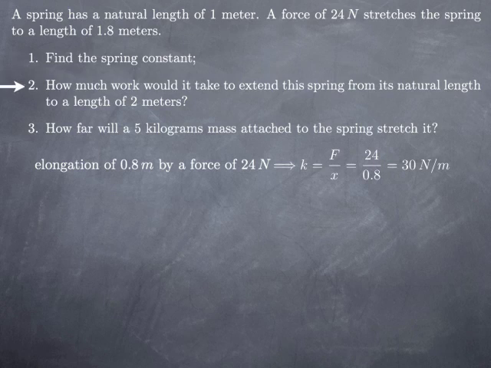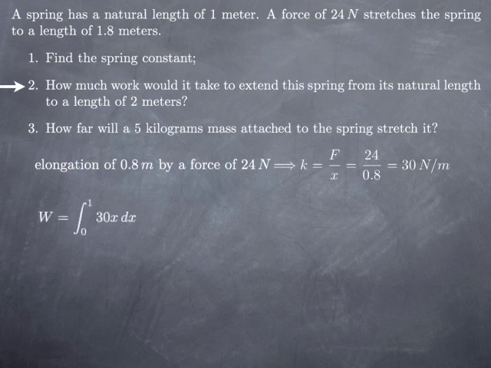The second question is to find how much work it would take to extend this spring from its natural length to a length of 2 meters. And we've seen that the work, if we're employing a variable force, which is going to be the case because according to Hooke's law, the force to stretch out a spring is going to depend on how much already elongated the spring is, is going to be obtained by simply integrating the force from A to B if we move the body from A to B.